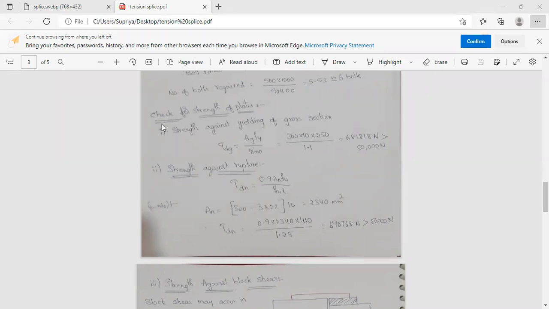So we have to find out all these 3. If the strengths we find for all these 3 are greater than 500 kilonewtons, the incoming load, then the connection we have designed is a safer one. Okay, so what is the strength against yielding of cross section?